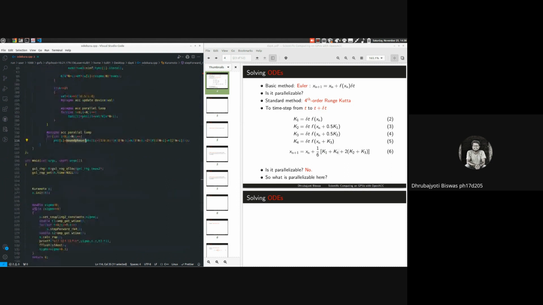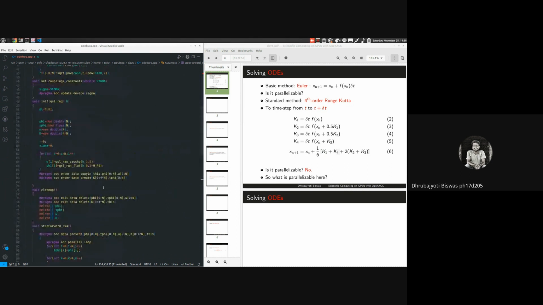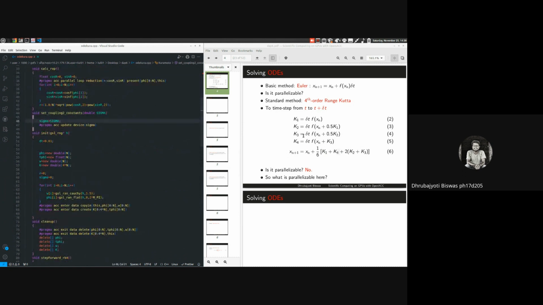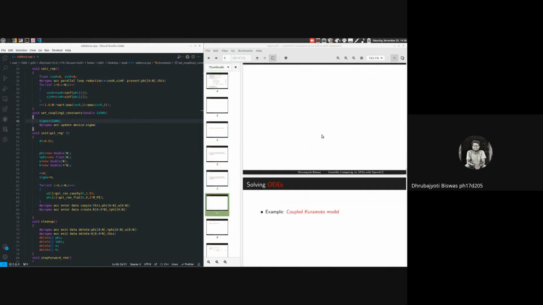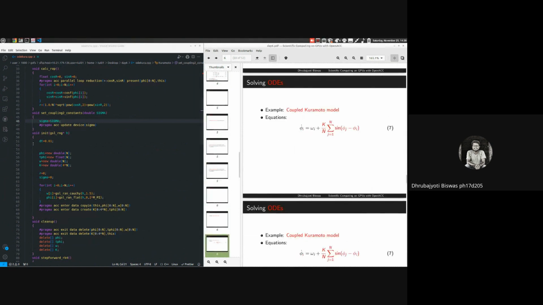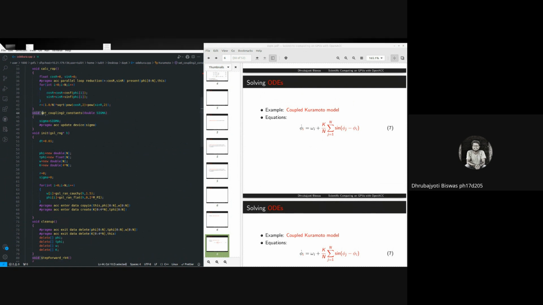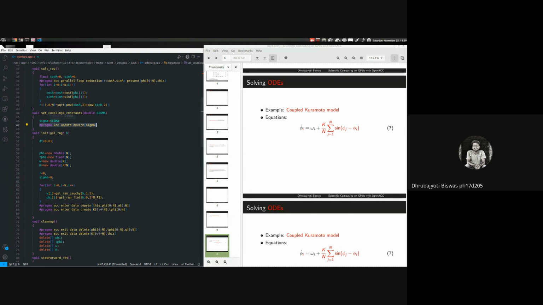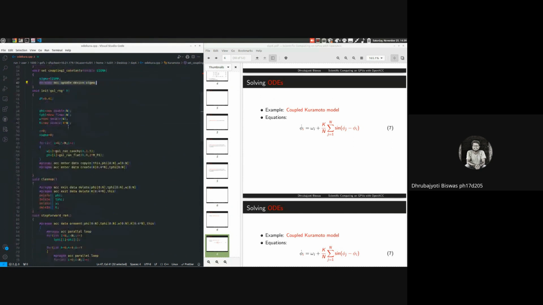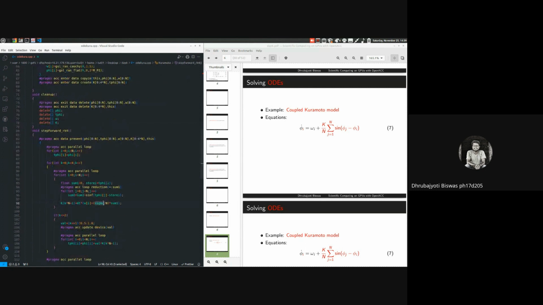So what am I doing here? There is another function here, set coupling constant. This coupling constant k, which I have put here, is sigma for me because of the notation, and I will update this coupling constant in every step of the simulation. So I set the value and I update the value on the GPU, because this sigma will be used over here inside the loop. So this value needs to be present on the GPU.